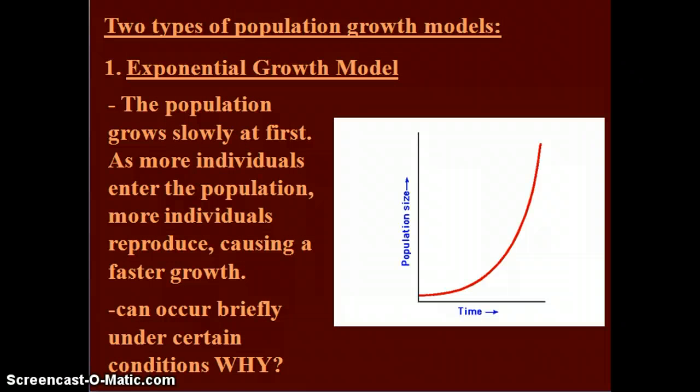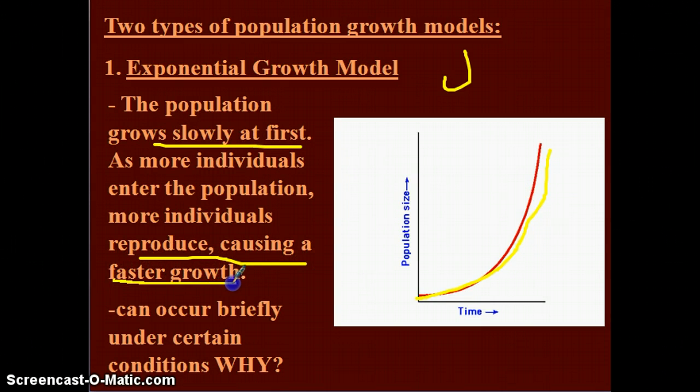The next slide, there are two types of population growth models. This is a growth model, so it's a model dealing with population. In this particular one, it's called exponential, and we say it has a J shape because it starts off and the population exceeds and grows very quickly. So the population grows slowly at first, and then it reproduces faster, causing large amounts of growth. This can occur briefly and under certain conditions.